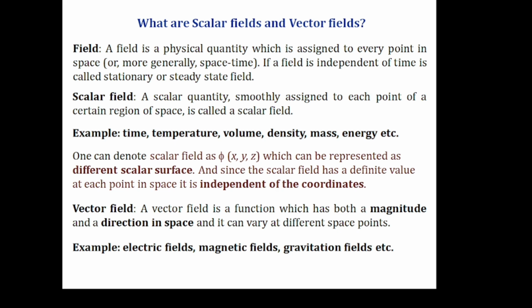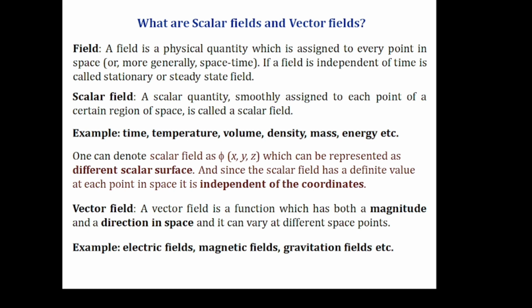And what is a scalar field? When a scalar quantity is assigned in a certain region of space and it is continuous throughout the space, it is called a scalar field. Examples are time, temperature, volume, density, any scalar quantity. That means it has only magnitude, no direction, and it is assigned to any region of space. So a scalar field can be temperature dependent, or time dependent or time independent.